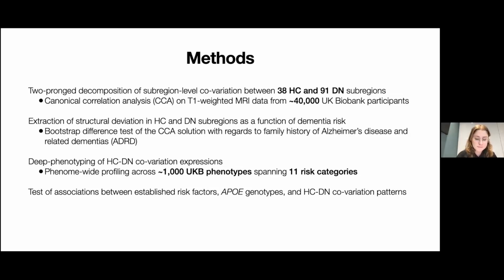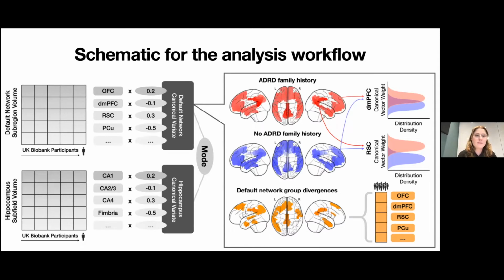position to explore. So here is a schematic of our analysis workflow. As I said, the first step is to perform this canonical correlation analysis. So we have a first set, I'm using my mouse to show you, of default network subregion volumes for our array of 40,000 UK Biobank participants. And we have another set of 38 hippocampus subregion volumes for the same 40,000 UK Biobank participants.